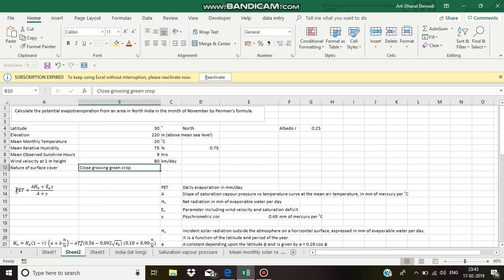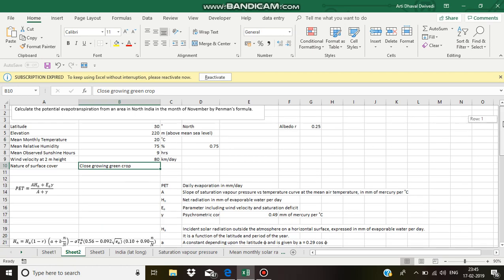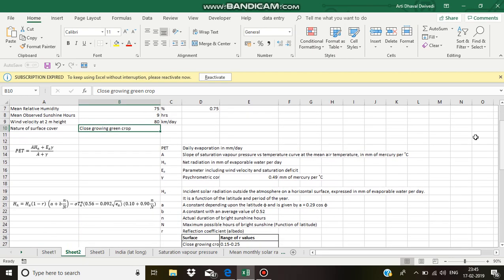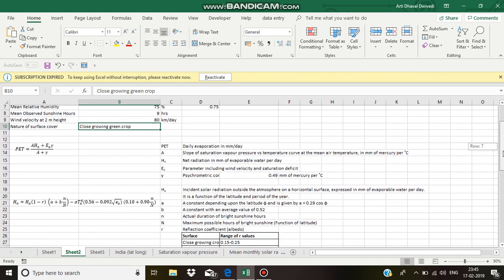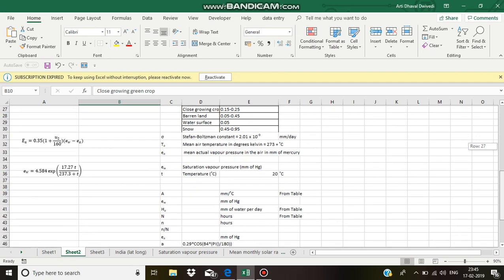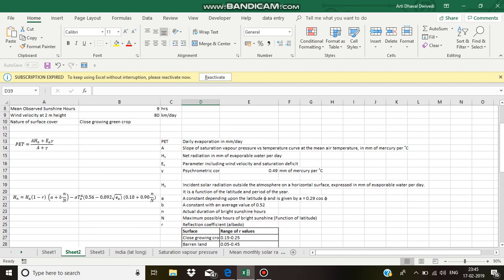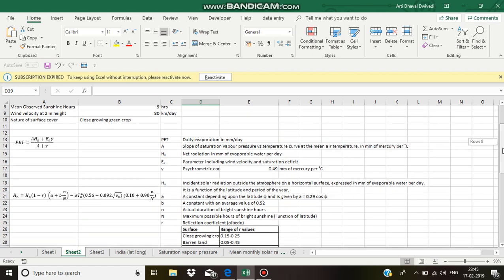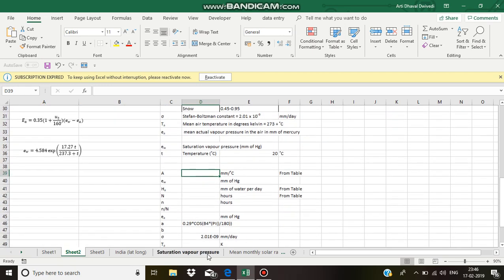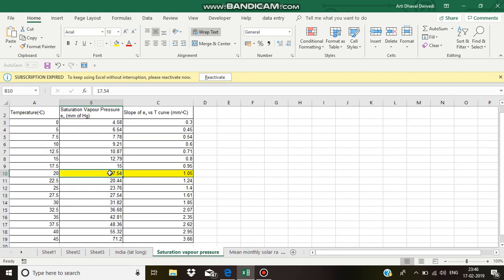So we'll calculate potential evapotranspiration using Penman's formula. So the notations are given here. First, we will need to calculate A. A is the slope of saturation vapor pressure versus temperature curve at mean air temperature in mm of mercury per degree Celsius. A is obtained from the standard table.